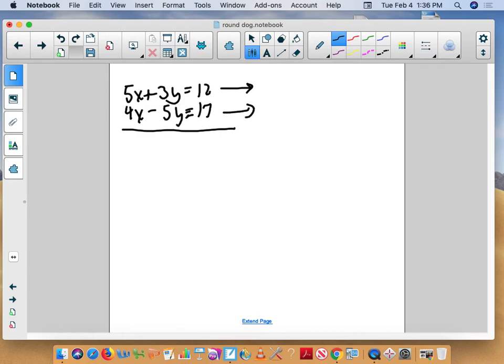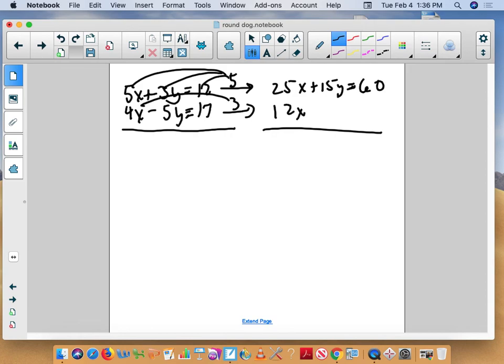So I'm going to multiply the top by 5 and the bottom by 3. You'd write that down for me and go all the way across everything. 25x plus 15y equals 60. 12x minus 15y equals 51. And then you add. These cancel. That gives me 37x equals 111. Divide by 37.